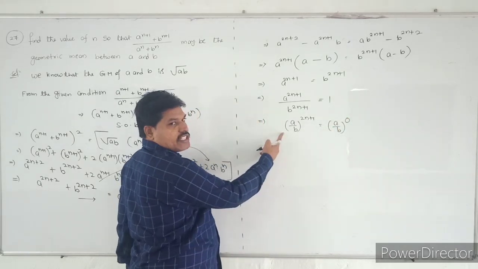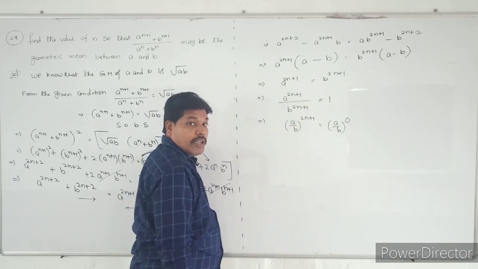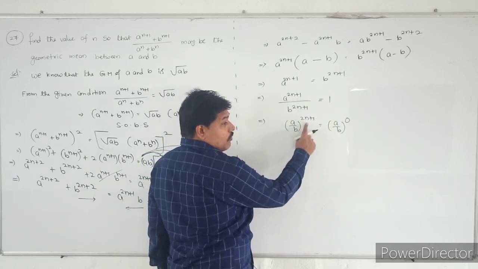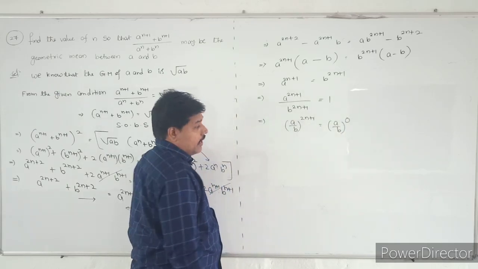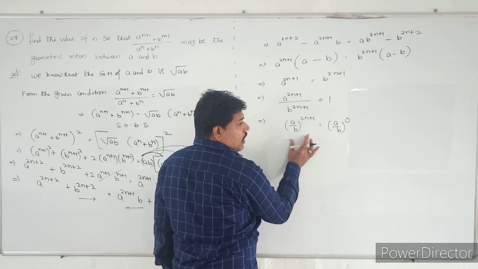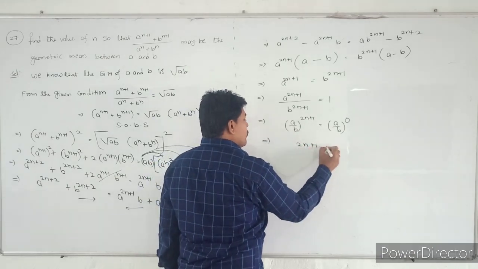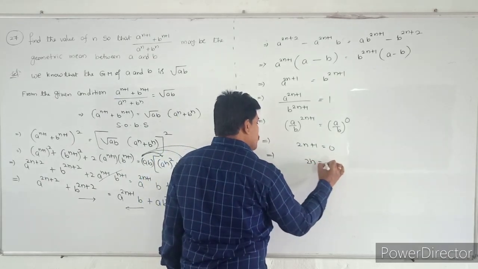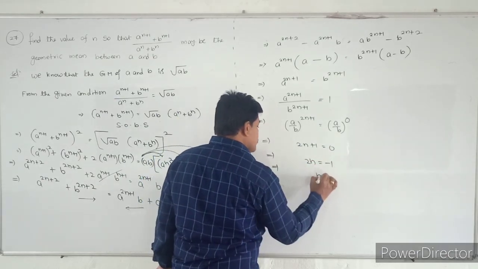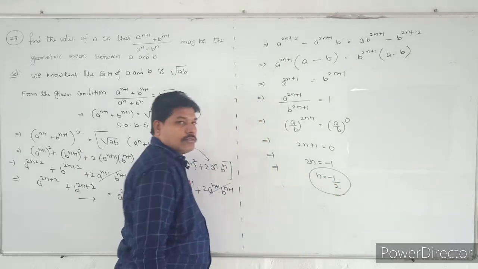So the LHS is in the form of a by b, and the RHS also you have to take in the form of a by b. So for the power you have to take 0. Why? Because a by b power 0 will become 1 only. So the bases are equal, you can equate the powers. So what happens here? 2n plus 1 is equal to 0, that implies 2n is equal to minus 1, that implies n is equal to minus 1 by 2.